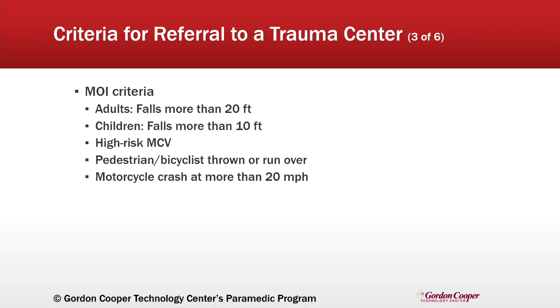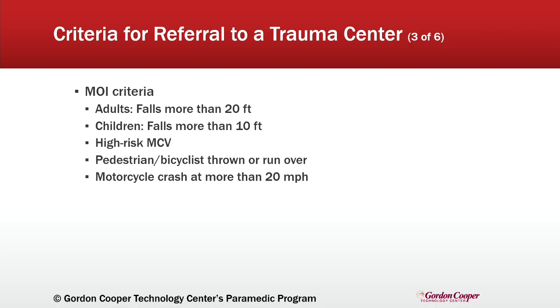A high-risk motor vehicle crash is also a key indicator, especially if there's an intrusion into the passenger compartment, partial or complete ejection from the vehicle, or death of another occupant in the same passenger compartment. Additionally, if the vehicle's telemetry data suggests a high-risk injury, this would also be a red flag. And this telemetry would indicate really high G forces that were acted upon the person in the vehicle.